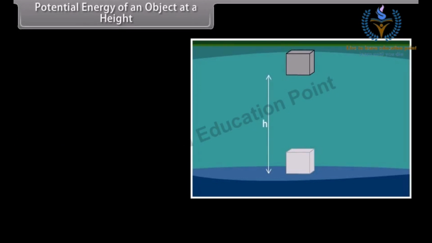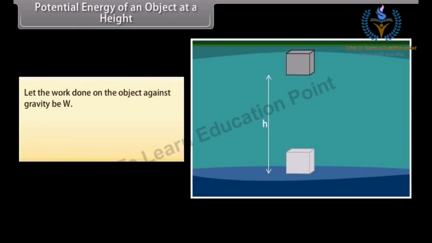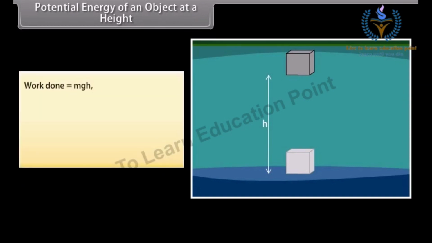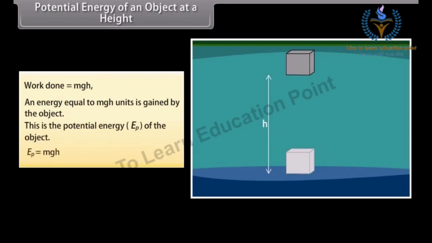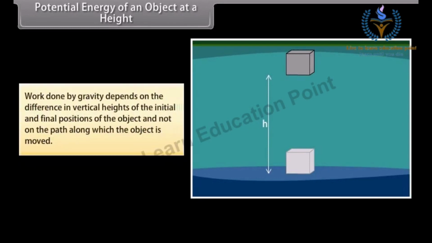The object gains energy equal to the work done on it. Let the work done on the object against gravity be W. That is, work done W is equal to force into displacement, which is equal to mg into h, which is equal to mgh. Since the work done on the object is equal to mgh, an energy equal to mgh units is gained by the object. This is the potential energy of the object. Also, the work done by gravity depends on the difference in vertical heights of the initial and final positions of the object and not on the path along which the object is moved.